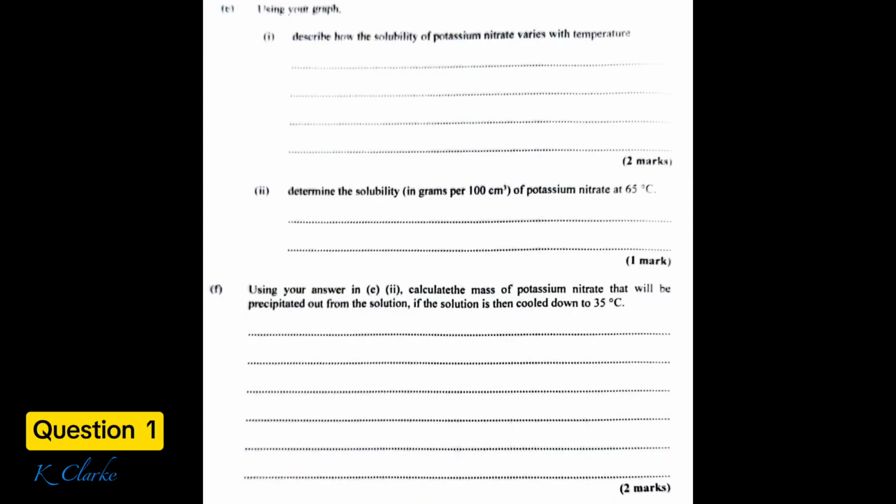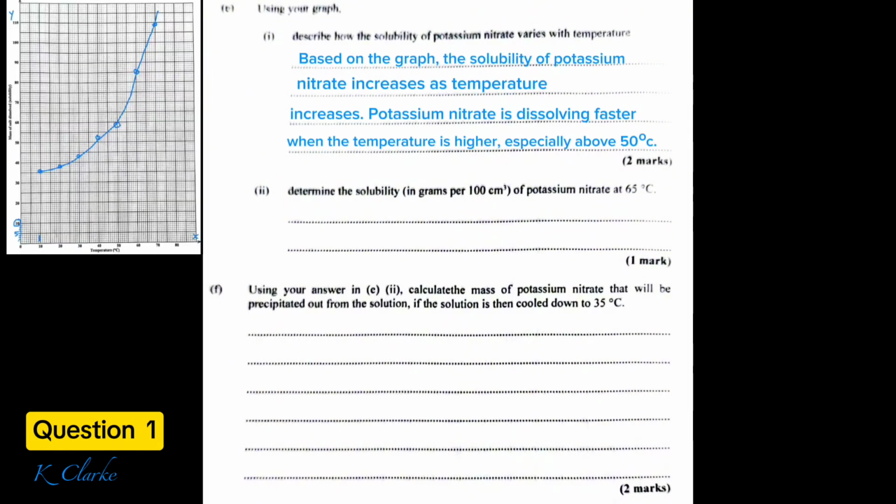I am sorry you're not seeing all the questions clearly. E I. Describe how the solubility of potassium nitrate varies with temperature. Based on the graph, the solubility of potassium nitrate increases as temperature increases. Potassium nitrate is dissolving faster when the temperature is higher, especially above 50 degrees Celsius.